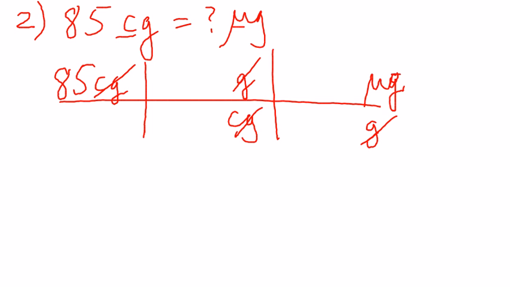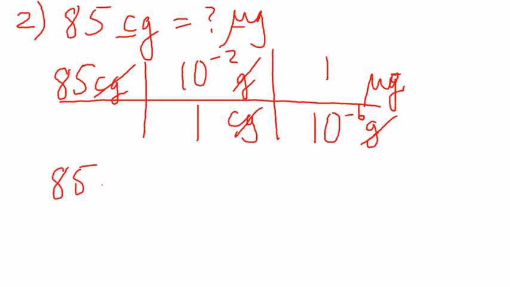Centi means 10 to the negative 2, and if we're going to use that exactly, we have 10 to the negative 2 grams per centigram. And micro means 10 to the negative 6. And as before, if we're going to use our power of 10 literally, we put it with the units place.